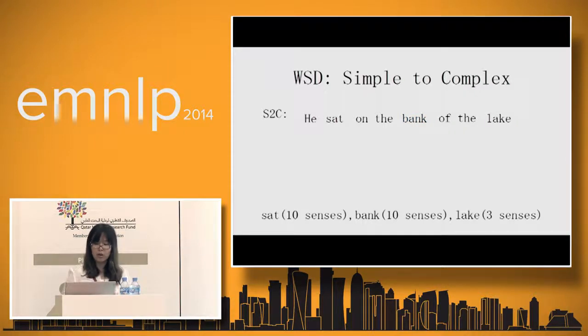Here is another algorithm for word sense disambiguation. It's simple to complex. It's very easy. You just think that the words with fewer senses are easier to disambiguate. So with the lake, okay, context vector and cosine similarity, and I get sense one. And the set and bank both have 10, so randomly pick one. Bank, context vector, compute cosine similarity, and the first sense. And the last one is set. Okay, here's the result. We saw this algorithm works well.